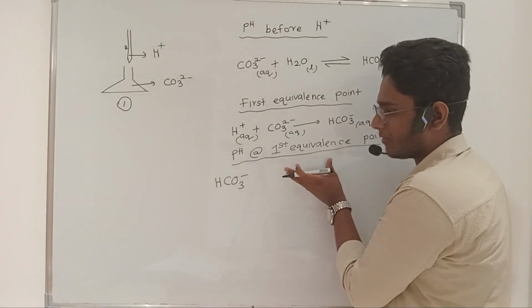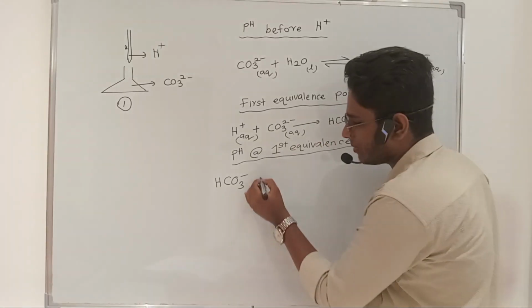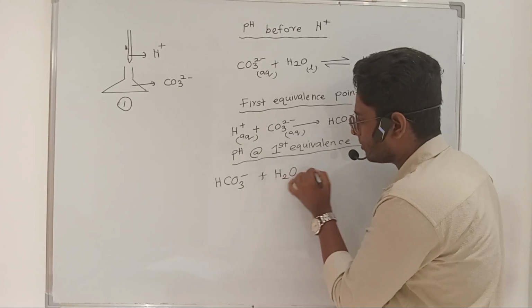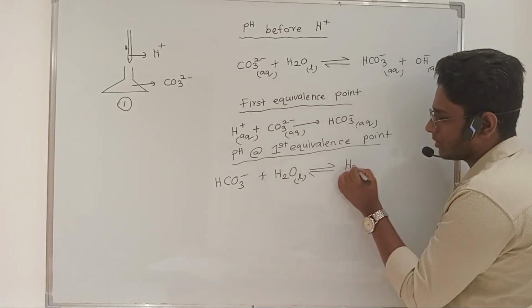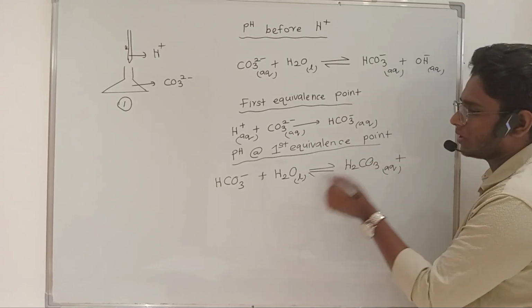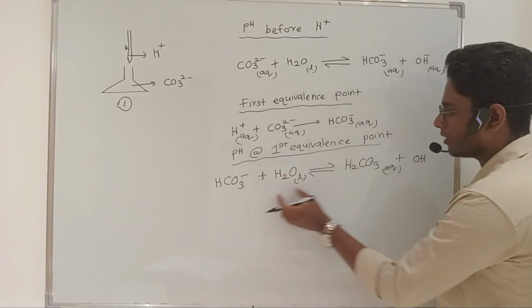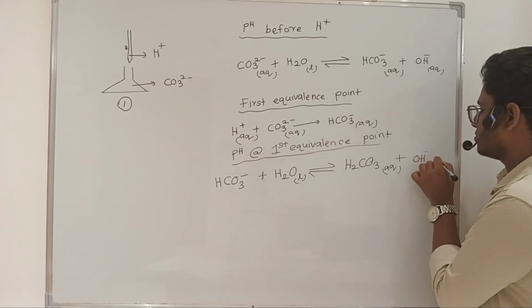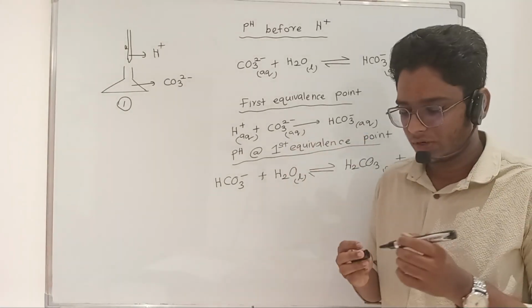What will happen? After the end of the first equivalence point, you'll have only bicarbonate in the solution, right? Now this bicarbonate will be ionizing in water, and it will be forming carbonic acid, so you all have to remember carbonic acid, and OH minus, because bicarbonate will be accepting one H plus from the water and forming carbonic acid, and what remains from water is OH minus. So this is the equilibrium formed by bicarbonate at the first equivalence point.